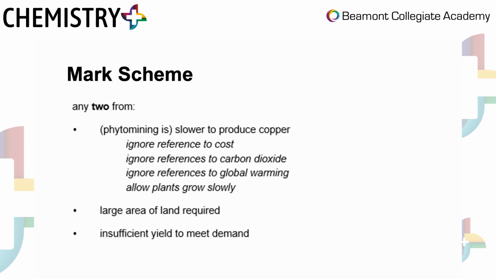So here's the GCSE mark scheme. Any marks from the following: slower to produce copper, large area of land required, insufficient yield to meet need. Please make sure that you're looking at what it says to also ignore.